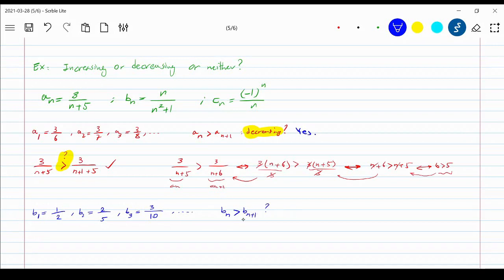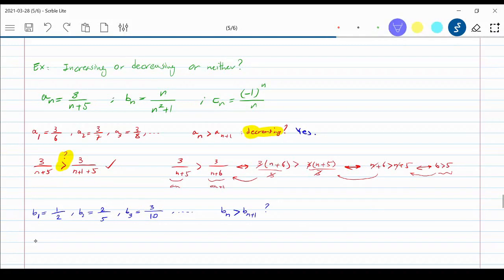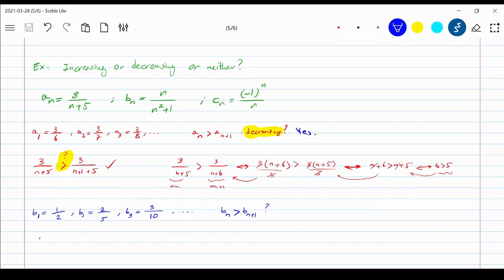And then the question is, is this true for every n or not? Because we have to show that it is true for every n. So the question would be, is this true? What we need to do is, again, find out what is Bn. Bn would be n divided by n squared plus 1.